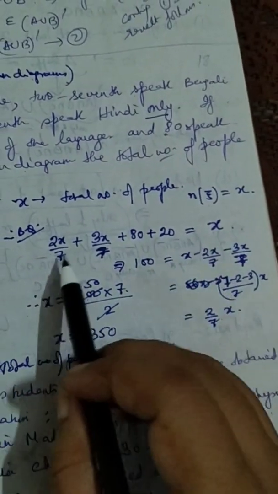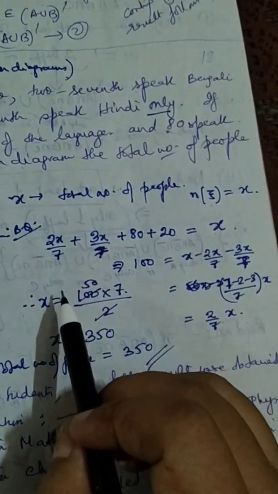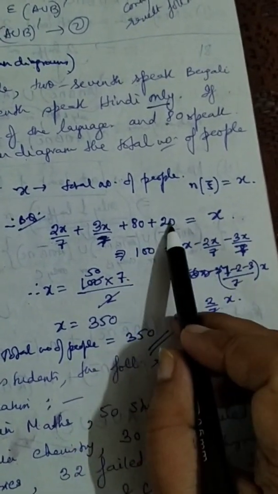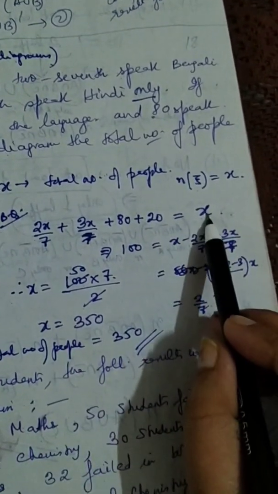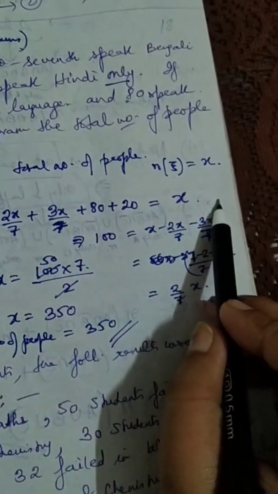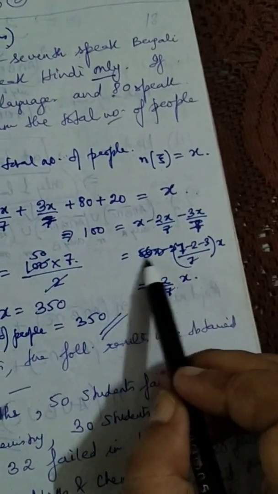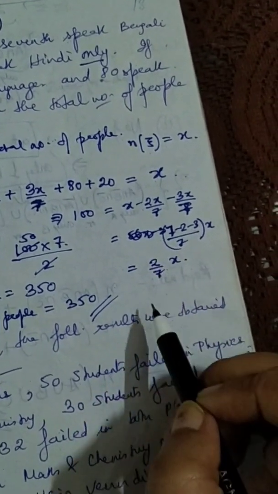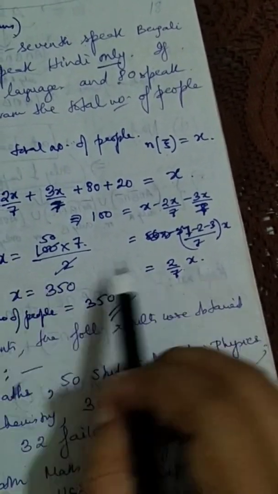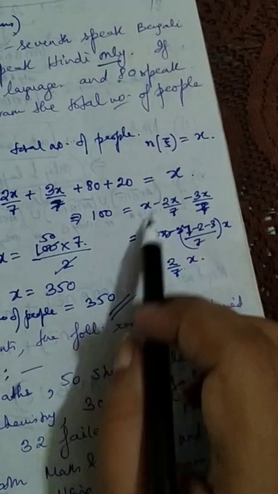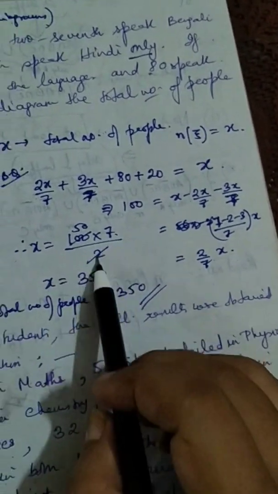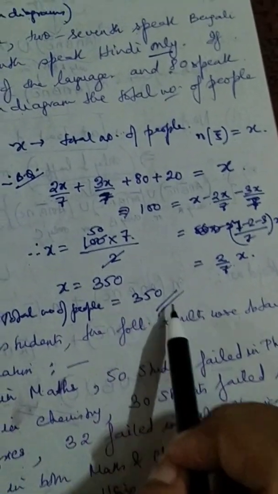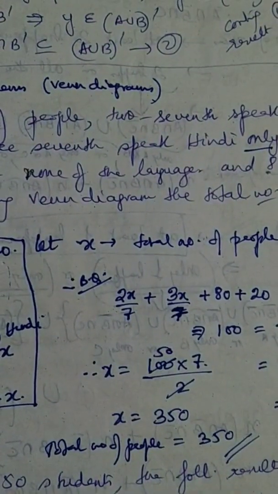And then solving, obviously this is 5x/7, or maybe you can leave it like this. You can keep this 80. So bring all the x to one side. This is x minus 2x/7 minus 3x/7. So here it is becoming 7 minus 2 minus 3. That means ultimately it's 2x/7. So x is equal to, cross multiplying, 100 into 7 divided by 2. And therefore cancelling, 50 into 7, your answer is 350. So total number of people is 350.